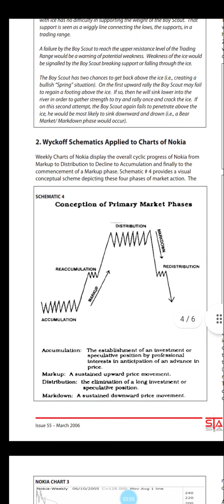The Boy Scout has 2 chances to get back above the ice, i.e. creating a bullish spring situation on the first upward rally. The Boy Scout may fail to regain a footing above the ice. If so, then he will sink lower into the river in order to gather strength to try and rally once more and crack the ice. If on the second attempt the Boy Scout again fails to penetrate above the ice, he would be most likely to sink downward and drown, i.e. a bear market / markdown phase would occur.